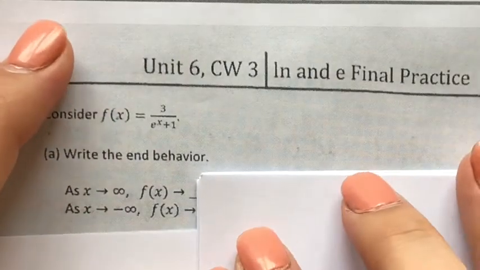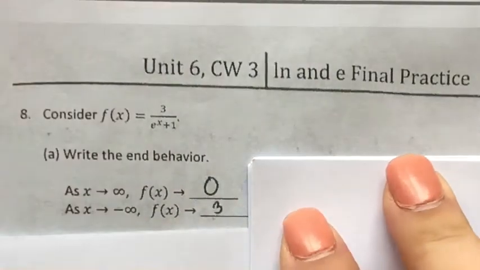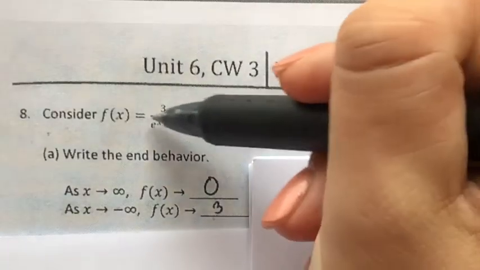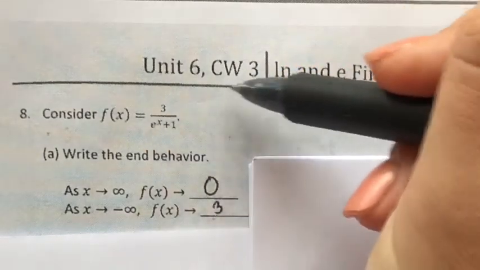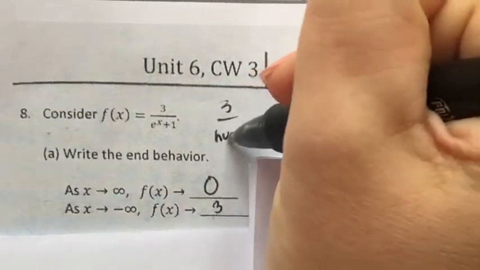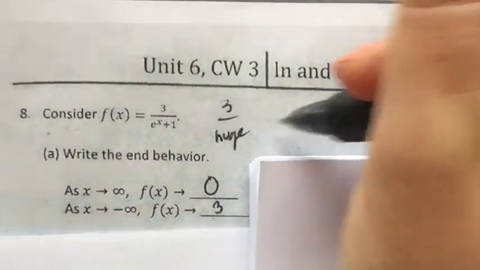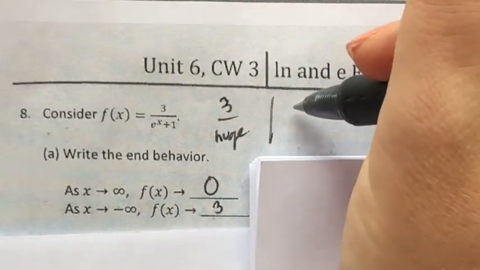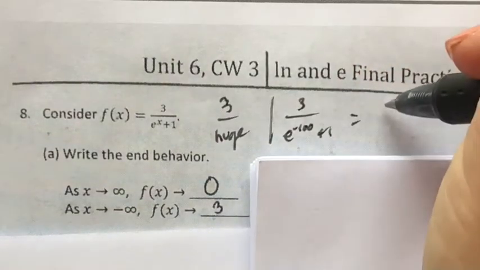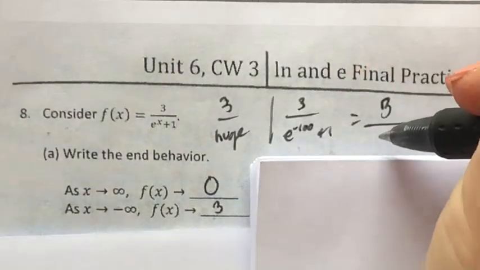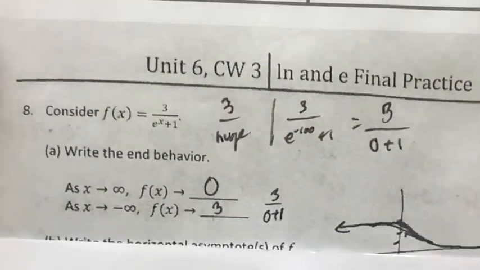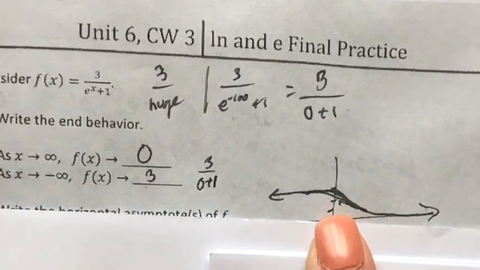All right, let's go over this. So these are the answers. If you plug in a huge number for this, you would get a very large number on the bottom, right? So 3 over a huge number is 0. Alternately, if you plug in a huge negative number, you would get 3 over e to the negative 100 plus 1, which would be 3 over 0 plus 1, which is 3. If you're just curious, this has 2 different horizontal asymptotes. It's crazy. This is what it looks like graphically.